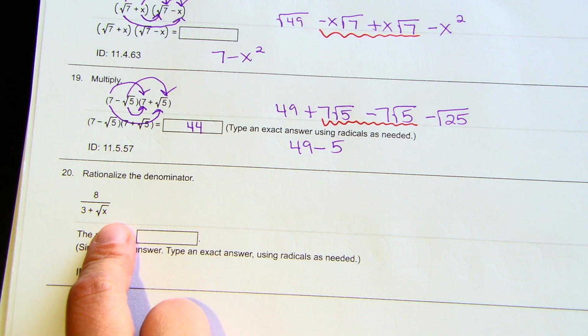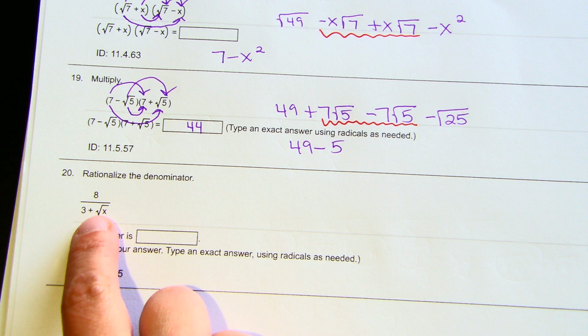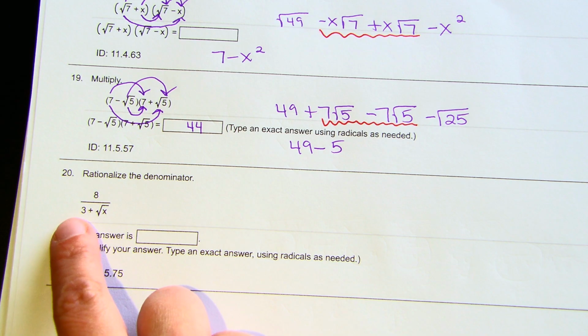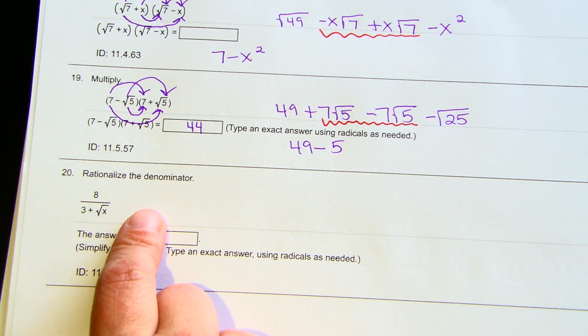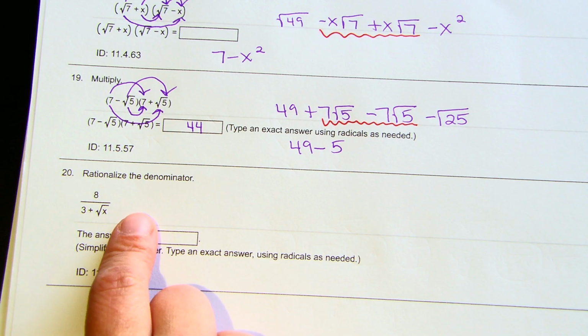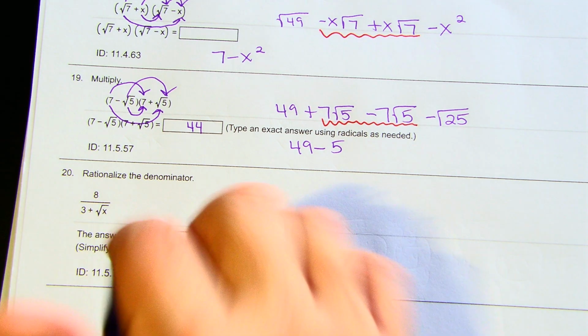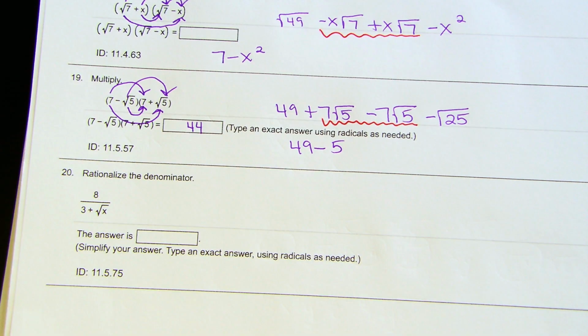If it's a plus, it becomes a minus. If it's a minus, it becomes a plus. Nothing else changes. If this said negative 3 plus radical x, then the conjugate would be negative 3 minus radical x. No other signs change. This sign in the middle is literally the only one that changes. And I don't want to circle it because I don't want to mess it up. So I'm going to multiply the top and bottom by the conjugate, which is 3 minus radical x.